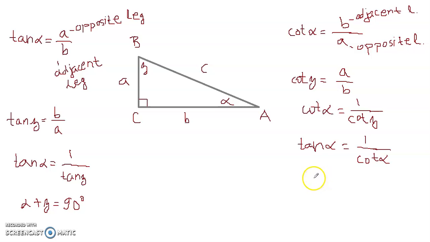Also, we can see that tangent alpha is the same as cotangent beta. So that means that tangent of any angle x is equal to cotangent of its complementary angle, 90 minus x.